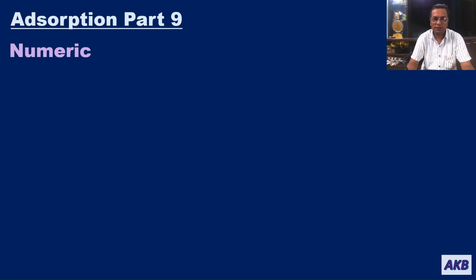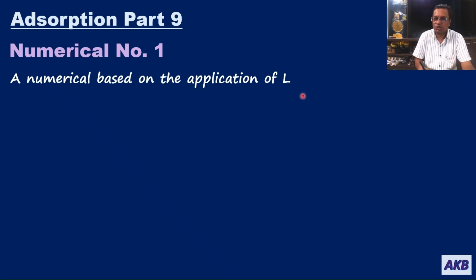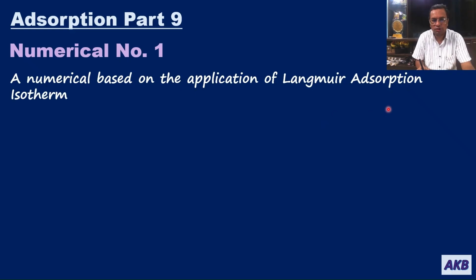In today's video lecture, I will be discussing a numerical. The numerical is based on the application of Langmuir Adsorption Isotherm for finding out the surface area of any adsorbent. So this is numerical number 1, and in my next video, I will be discussing another numerical that will be based on the Brunauer-Emmett-Teller adsorption isotherm, BET adsorption isotherm. This numerical is based on the application of Langmuir adsorption isotherm.